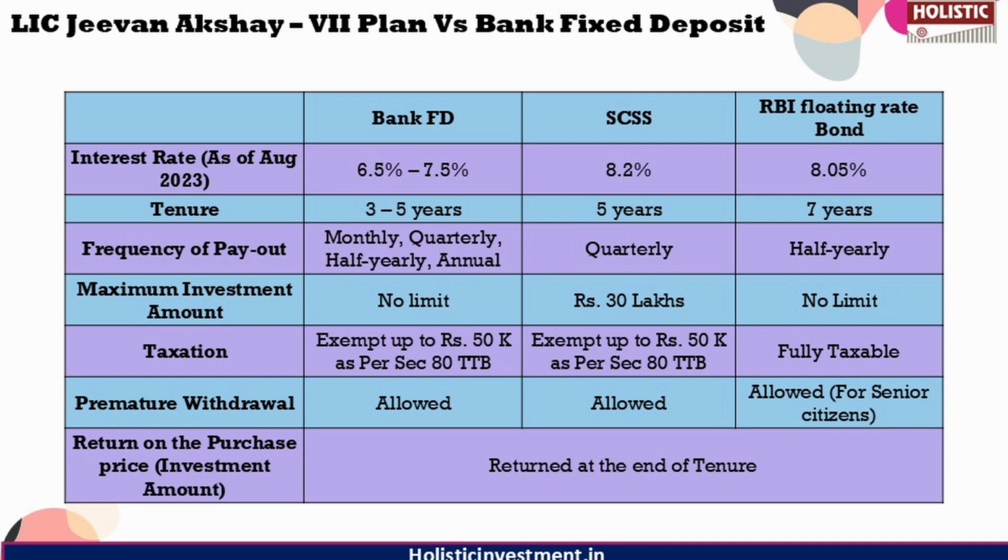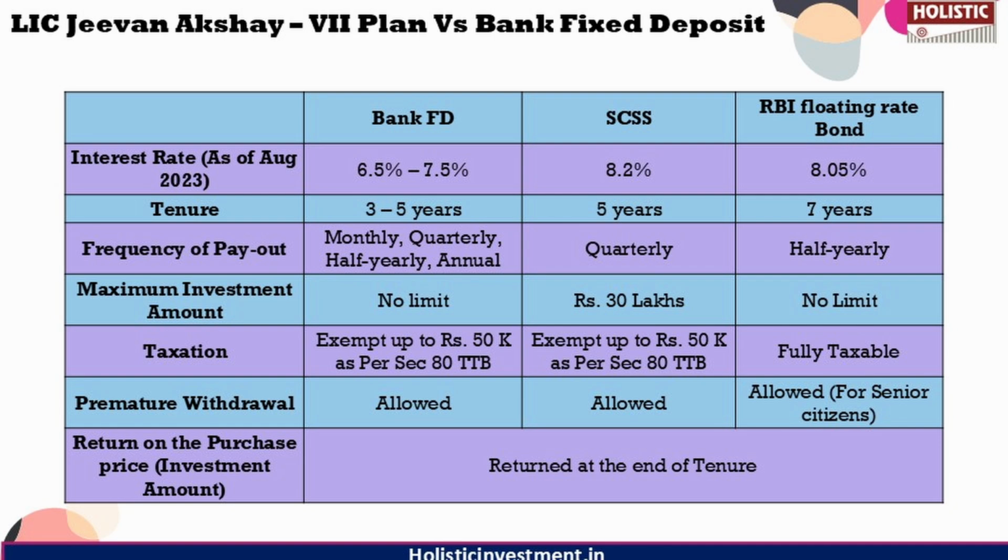Bank FDs typically give you an interest rate of 6.5 to 7.5%. SCSS gives you typically an interest rate of 8.2%, and RBI floating rate bond currently gives you an interest rate of 8.05%. The tenure for FD is 3 to 5 years. For SCSS, it's 5 years.